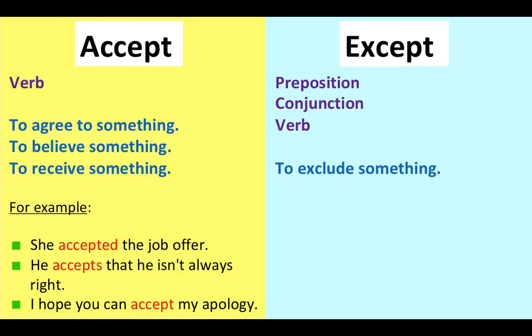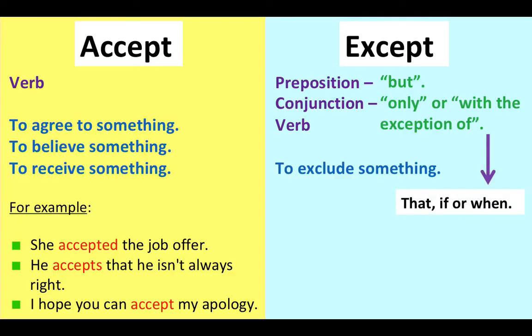When used as a preposition, the word except means but and is often followed by a noun. When used as a conjunction, the word except means only or with the exception of. This is often followed by that, if, or when.